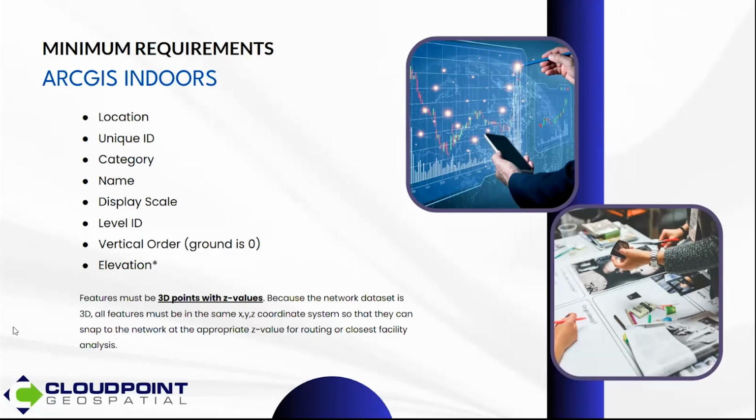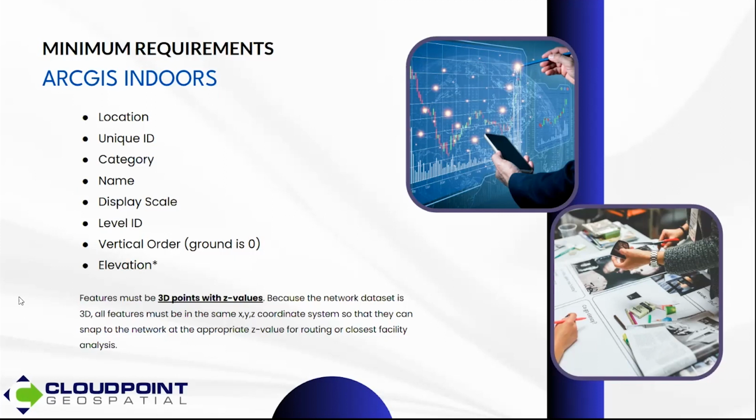We need a unique ID for each point. We also need a category. We've got to be able to sort those and view those by category. And then the name and display scale, if you want to be able to use those capabilities as you zoom in, having those points turn on and off as you zoom into different levels.